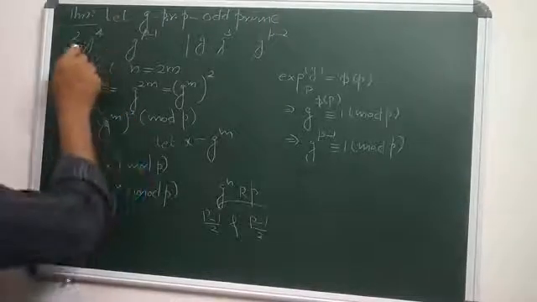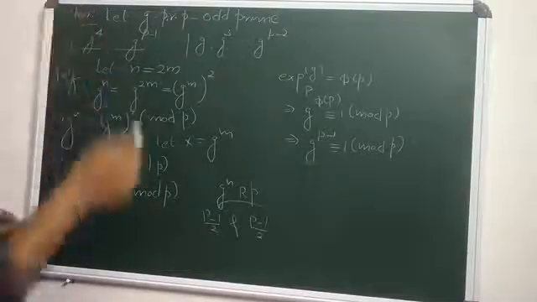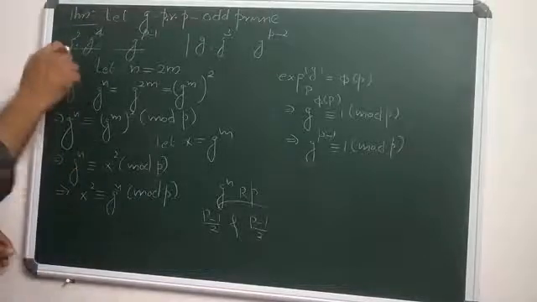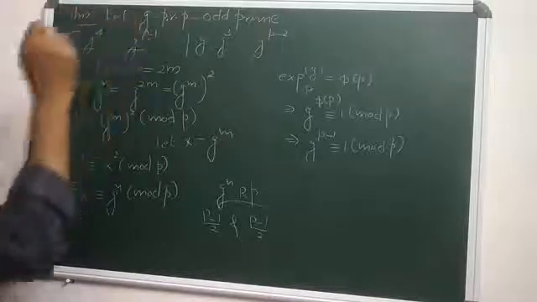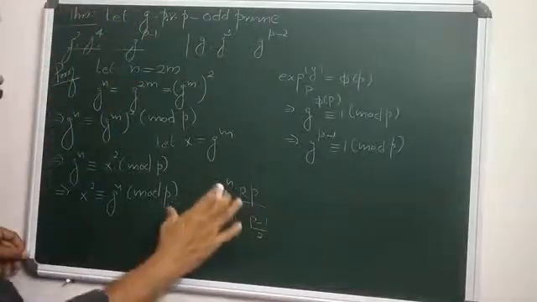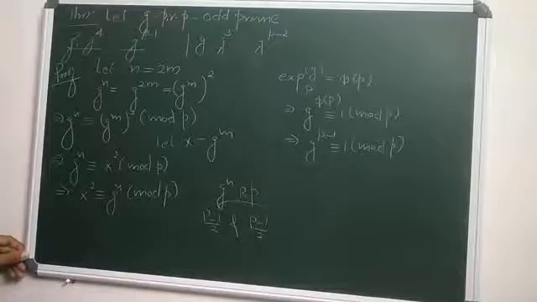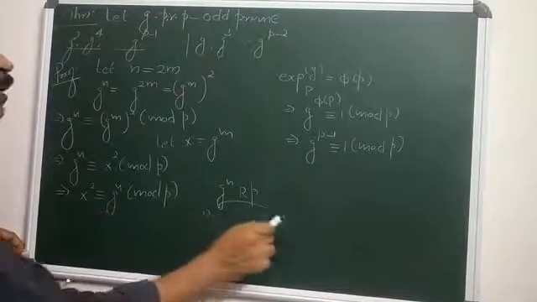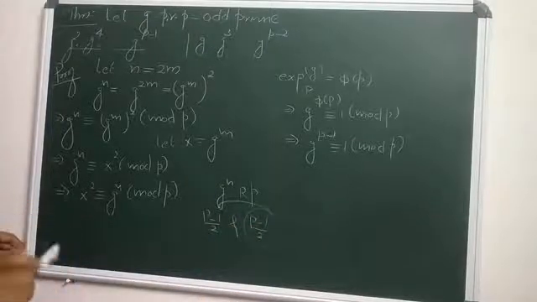So the even powers g square, g to the power 4, etc., g to the power p minus 1 are exactly p minus 1 by 2 numbers. Agreed. There are p minus 1 by 2 distinct even powers of g, and we also know that there are p minus 1 by 2 quadratic residues. So these are the quadratic residues, and the remaining p minus 1 by 2 are quadratic non-residues.